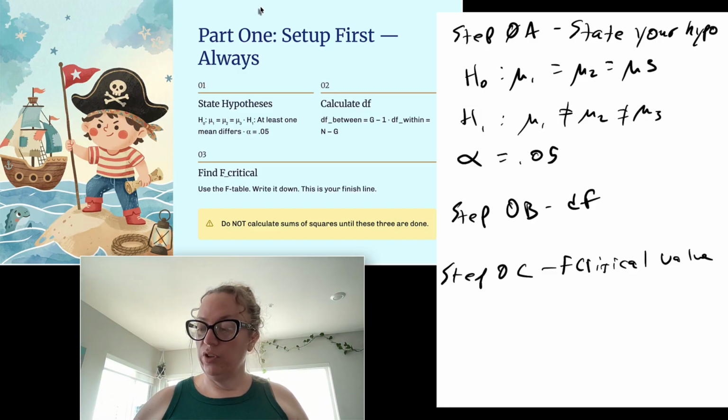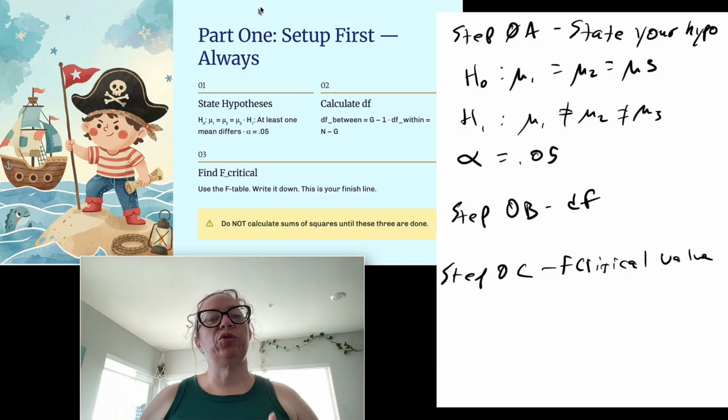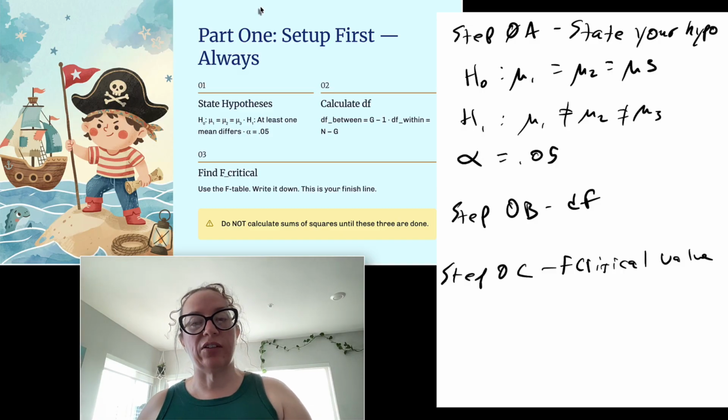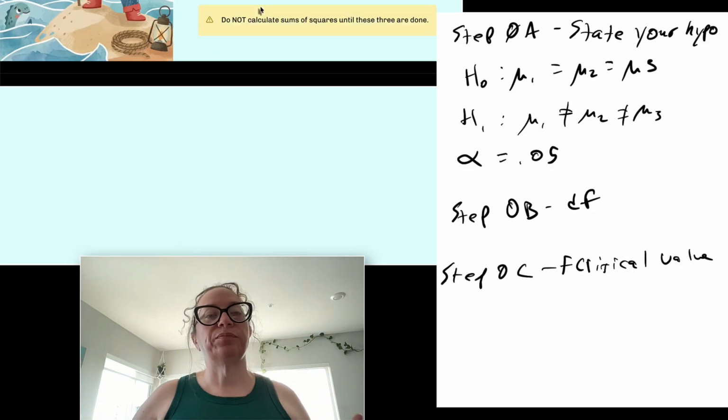So write it down, and do this ahead of time. You need to know your finish line before you start running, and you're going to do better. Don't start calculating the sum of squares until you've done these 3 things. They anchor the entire analysis. If you don't know where you're going, it doesn't matter how fast you're running.